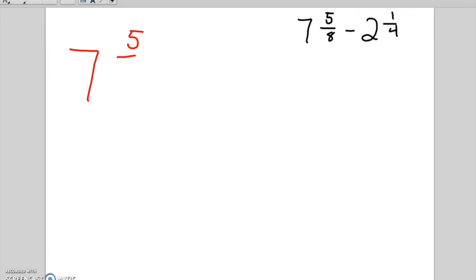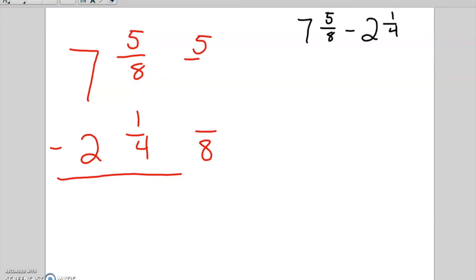7 5/8 minus 2 and 1 fourth. Okay, does 4 fit into 8? Absolutely. So we're making it 8ths. 5/8. Multiply the bottom by 2. Multiply the top by 2. Okay, so 1 fourth equals 2/8.